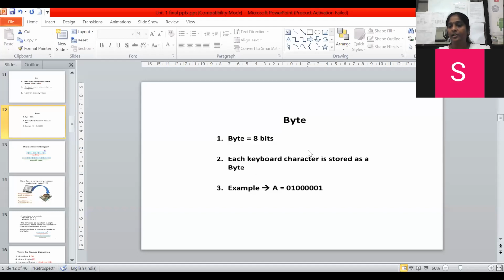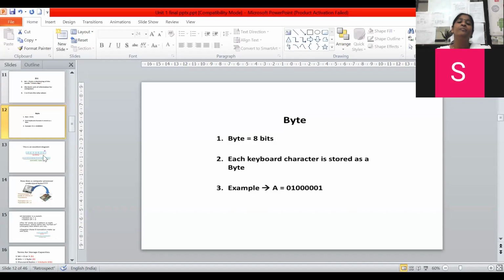Okay, there are some network issues, so there is a problem. Yeah. Byte, 8 bits. Each keyboard character is stored as a byte. For example, if I press A, it will show the number of bits. 8 bits it will show.